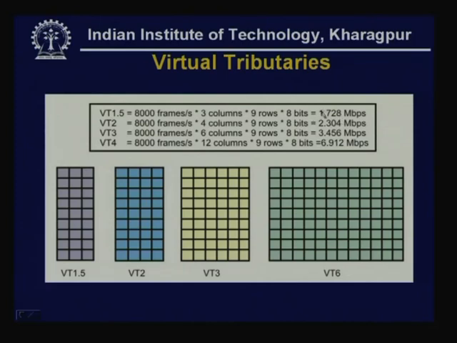1.728. Of course, this is 1.728. However, it is sending only 1.544, that DS1 signal, and others are essentially overhead. There are overheads here, and similarly the other 3 tributaries, VT2 has got 4 columns, VT3 has got 6 columns, and VT6 has got 12 columns. These can be interleaved in a single SONET frame, STS1 frame, for transmission through the optical fiber.